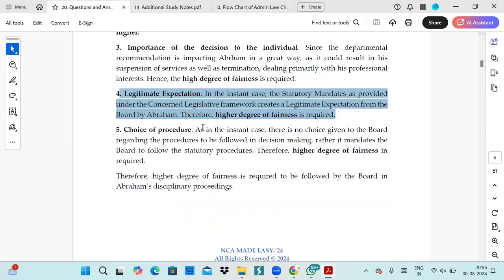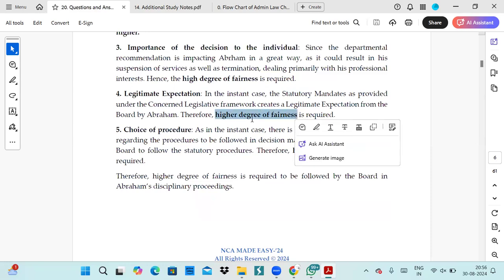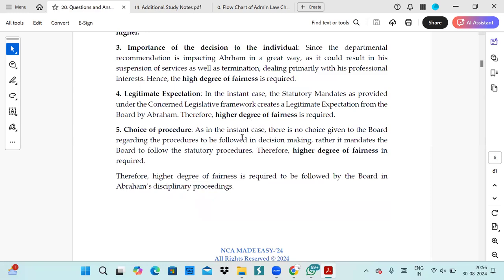Then coming back here, so you can write here with respect to what is the type. Here I've written, the statutory mandates as provided under the concerned legislative framework creates legitimate expectation from the board by Abraham. So he gets this expectation because the law itself says that there has to be this particular mandatory procedure, which they have not done. So his expectation is valid. And of course, when the statute says the expectation, then it is higher degree of fairness.